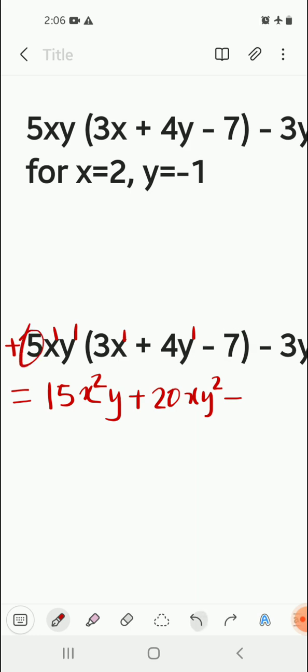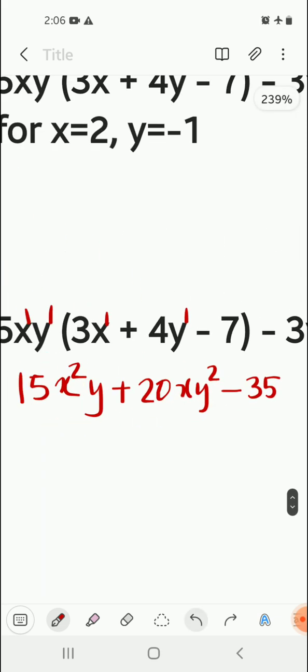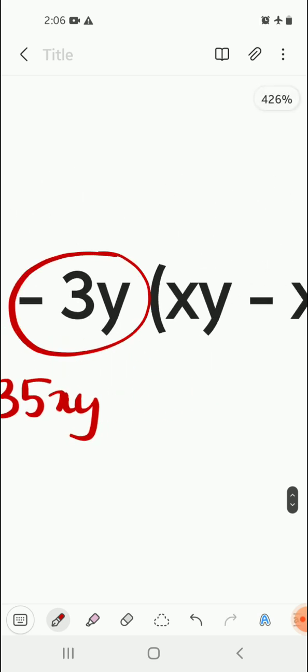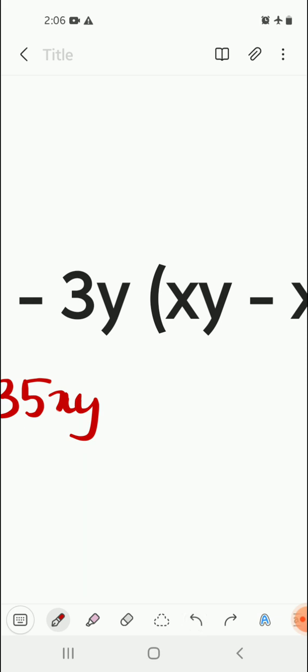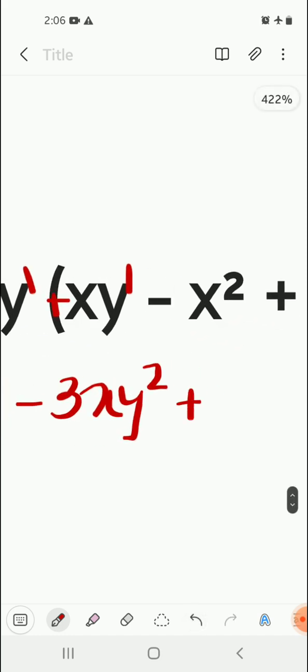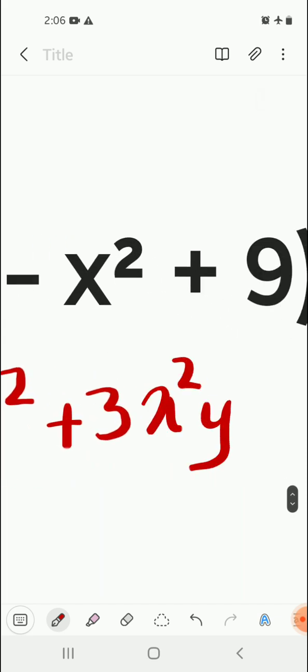Moving on, plus into minus is minus. 5 into 7 is 35. And we are going to write xy as it is. Next, minus 3y into xy, which means minus and nothing over here, it means plus. So minus into plus becomes minus 3x, and y over here to the power 1 becomes y to the power 2, adding the powers together. Next, minus into minus, we get plus 3 and x square, which is given here, and y.